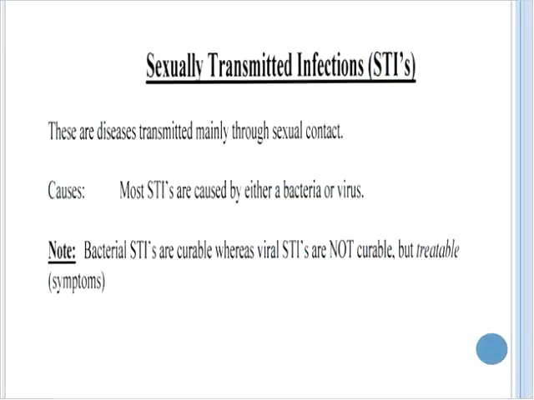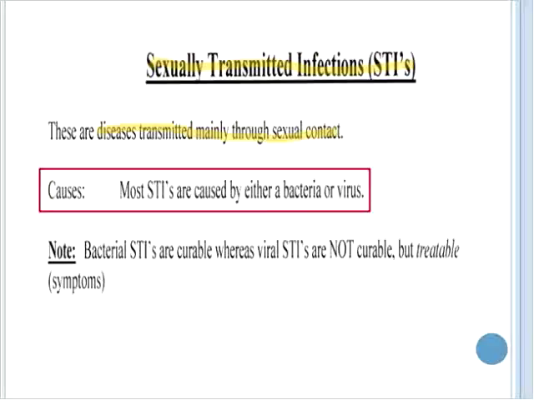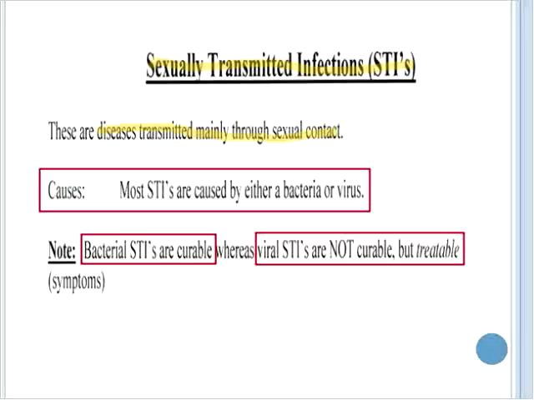In this clip, we'll be examining sexually transmitted infections. By definition, sexually transmitted infections are diseases transmitted primarily through sexual contact. Most sexually transmitted infections are triggered and caused by either a bacterial or viral infection. Of significance in that, bacterial STIs are curable, whereas viral STIs are not. Yet they are treatable. Certainly the symptoms can be treated through proper medication.